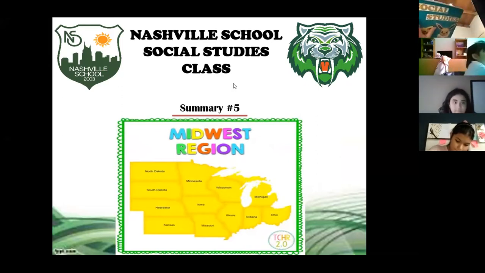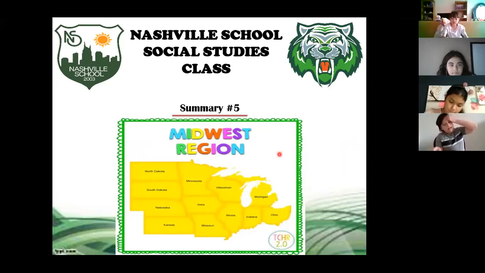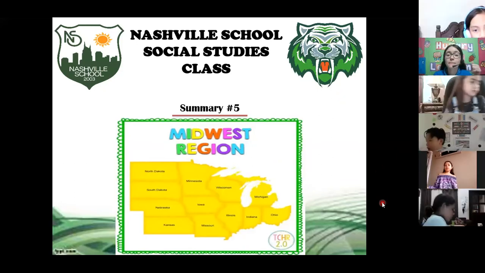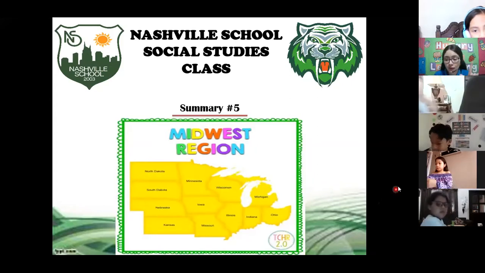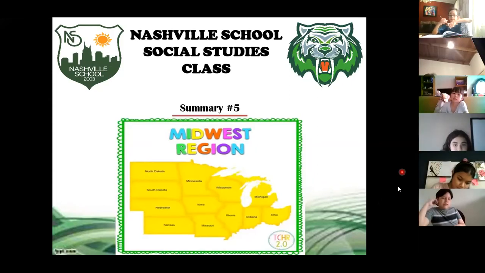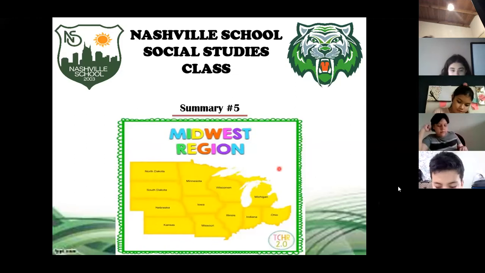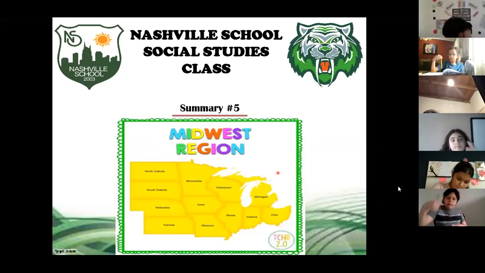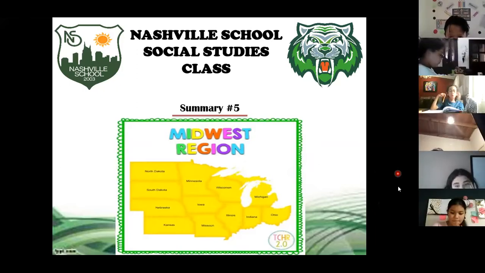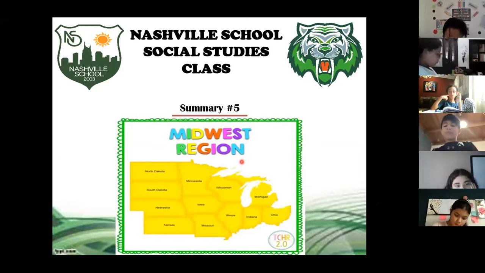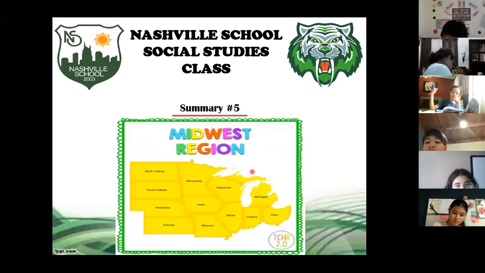Now, if you remember, in the previous class we talked about the five regions that the United States has. Who can mention the five regions of the United States? Midwest is one, that's right. Southwest. The West. Northeast. And Southeast, that's right. So you have the five regions of the United States. In the previous classes, we wrote some information about two regions. So this is the third one, the Midwest region. This is the topic for today.